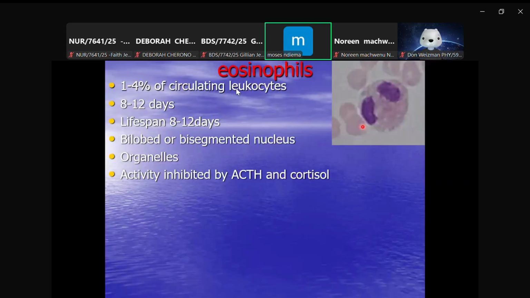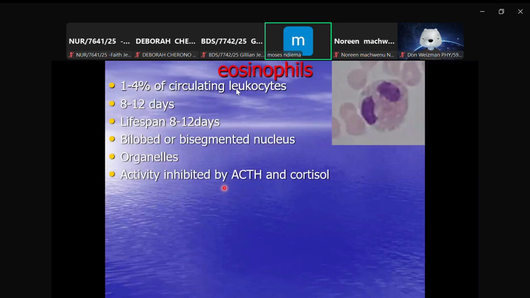This other one is an eosinophil. Notice it has only a bisegmented nucleus connected by chromatin material, and very dense, very large granules, as compared to the neutrophil.